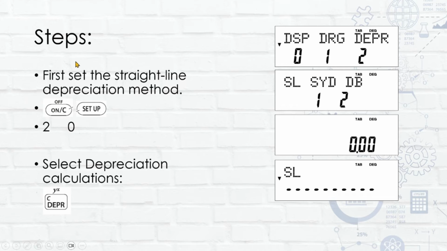So step 1 is to choose the straight line depreciation method. It is the default on your calculator, but we'll do it anyway so that you know how to do it. So you're just going to press setup, 2 and 0, and then on your calculator there's a button that says Depra or depreciation. We're going to press that.